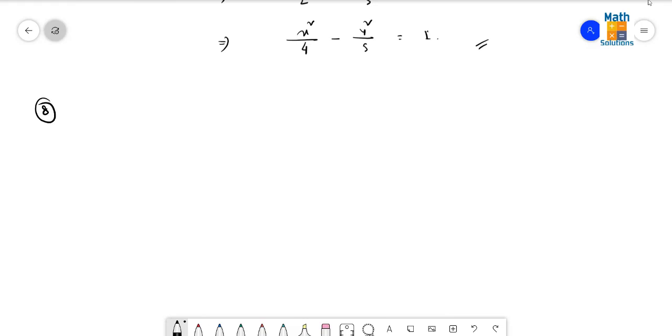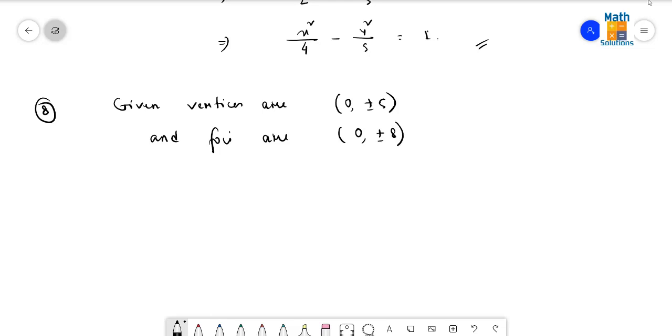In question number 8, what are the things given? Given vertices are 0, plus minus 5 and foci are, what are these? 0, plus minus 8. So here in this case we find that the vertices and foci lie on which axis? It is y-axis. So if they are lying in the y-axis, so what do we get? We get that the equation of hyperbola will be following the second type.